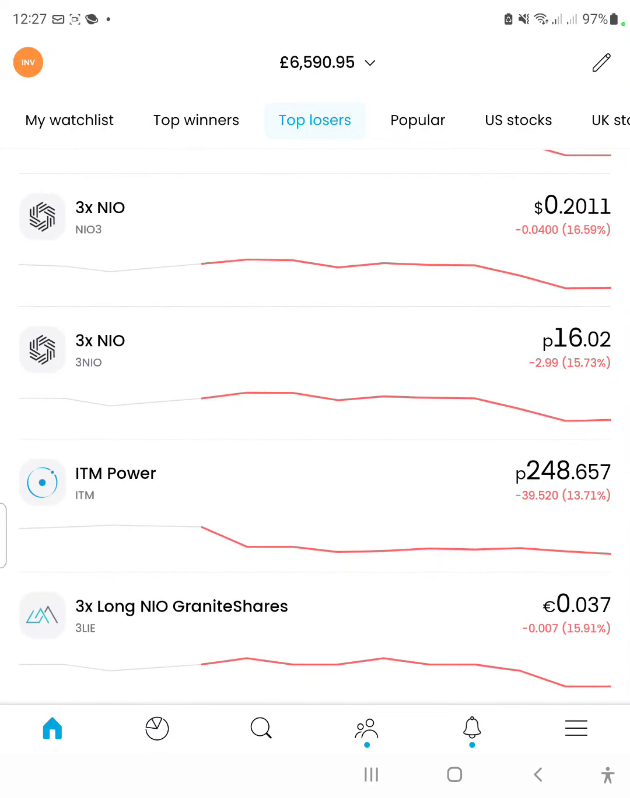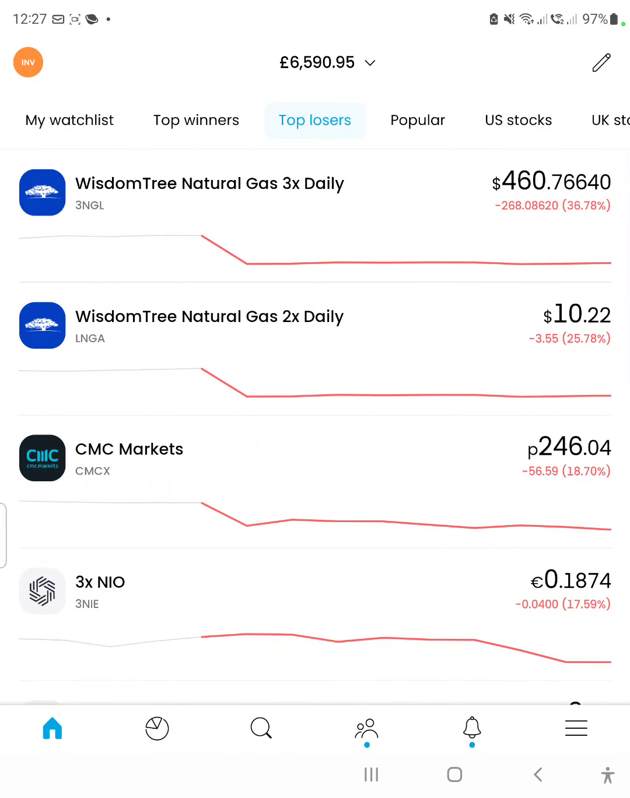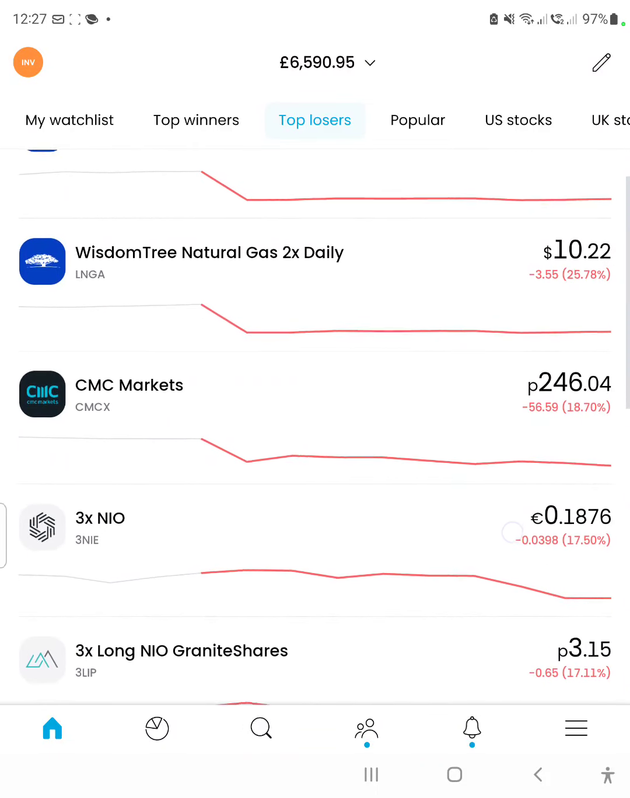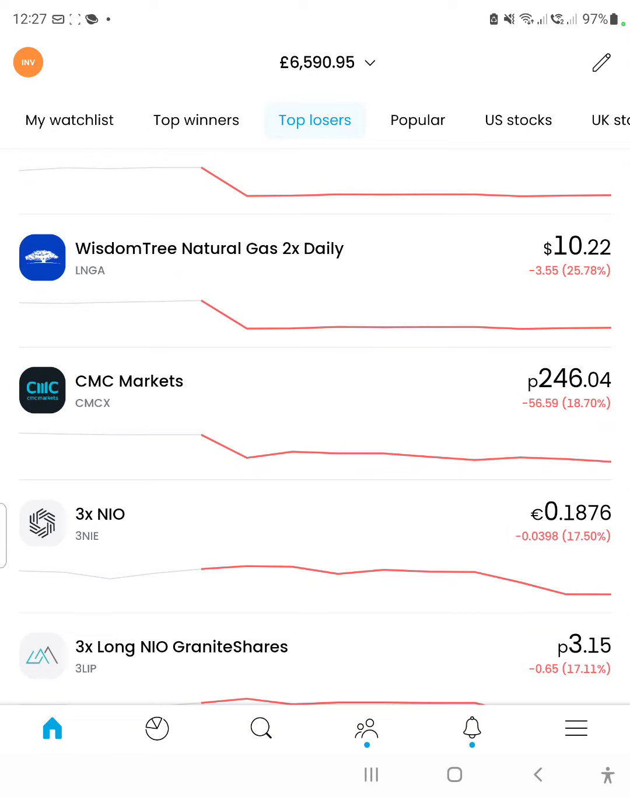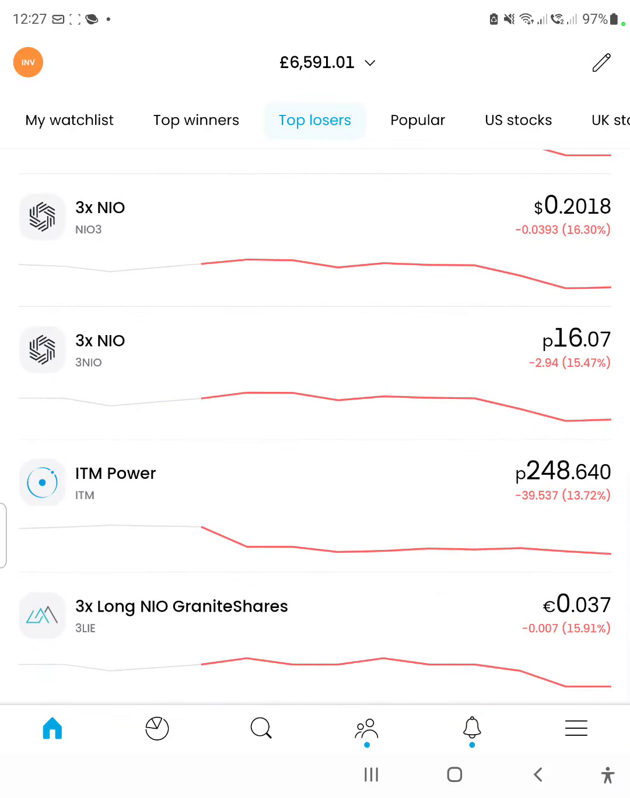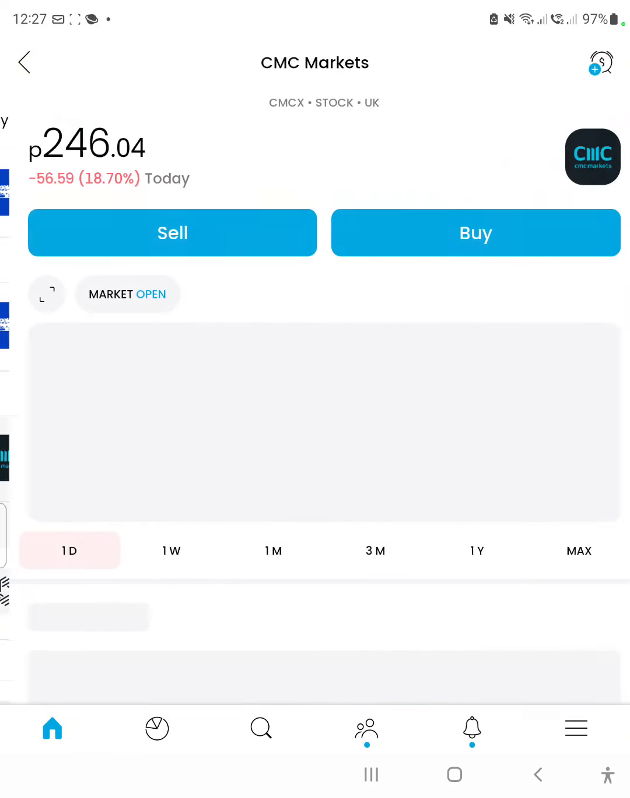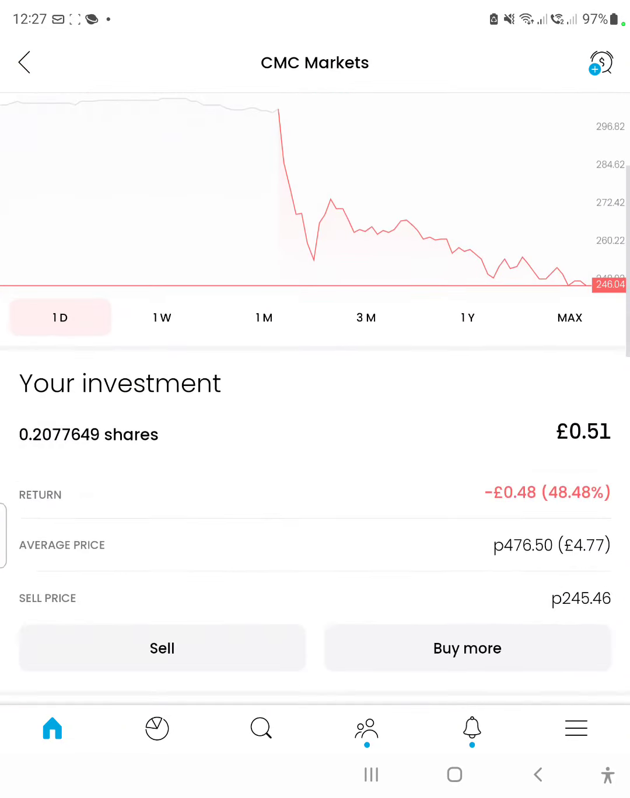Wow, there's only one stock we can look at. So not the best, actually there's two. Not the best day so far, because there's only two stocks we can analyze: CMC Market and ITM Power. Let's just hope that we find one of them with $1 billion market cap.